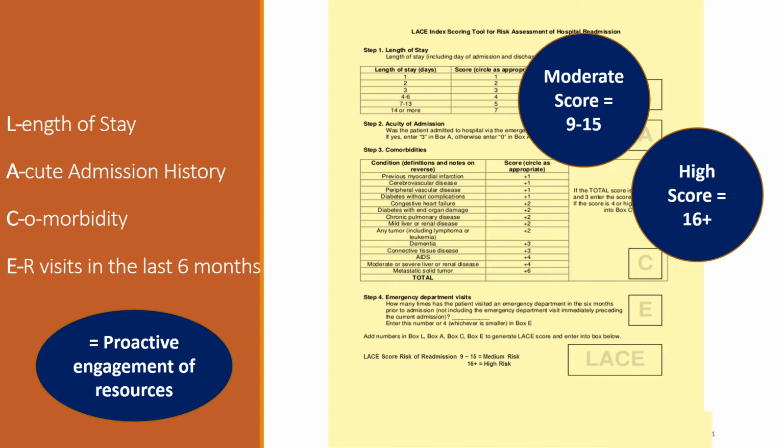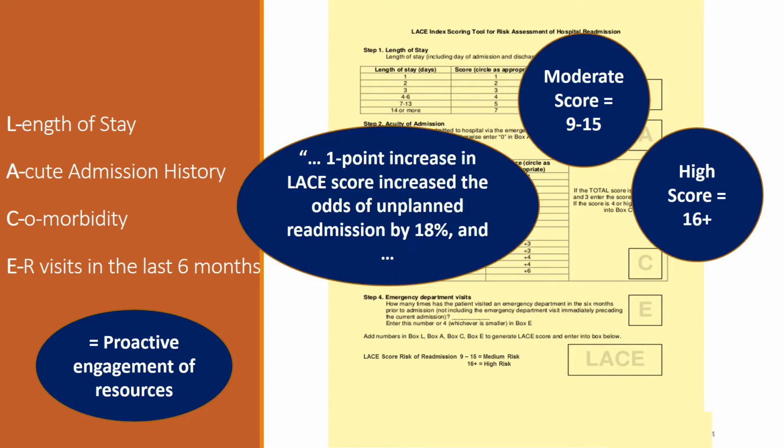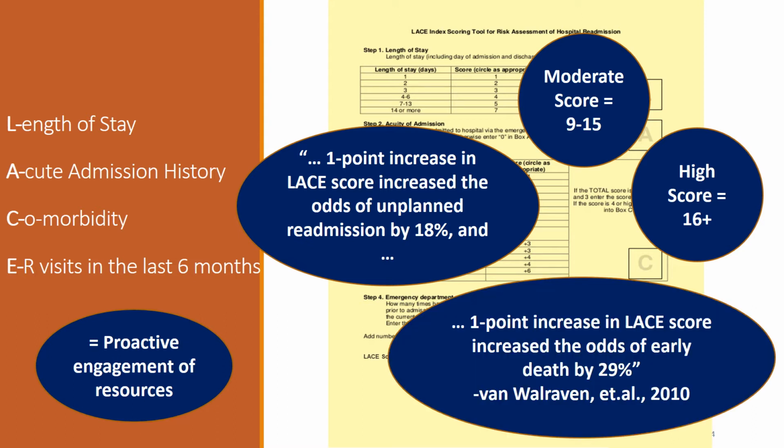In a recent Canadian study seeking to derive and validate an index to predict the risk of death and unplanned readmission within 30 days following discharge from hospital to community, their use of the LACE scoring index demonstrated a 1-point increase in LACE score increased the odds of unplanned readmission by 18%, and this single point increase in score also increased the odds of early death by 29%.